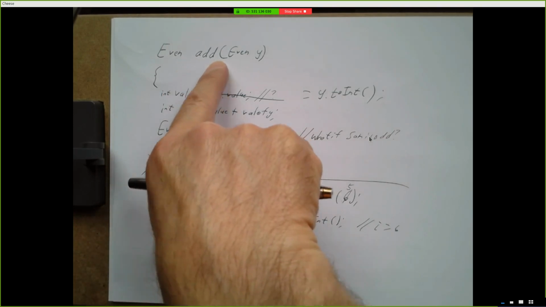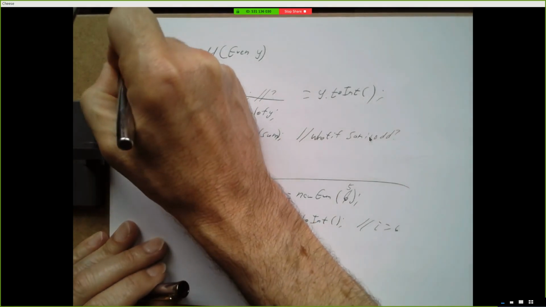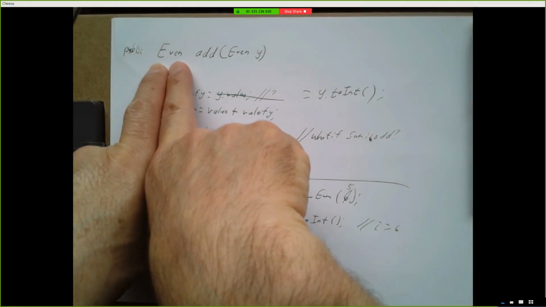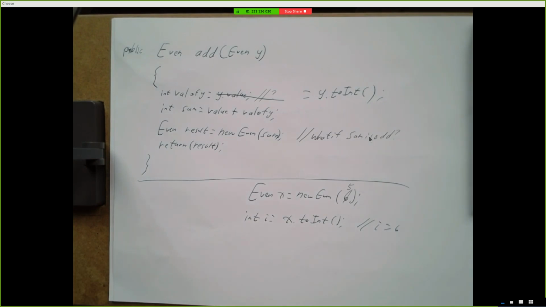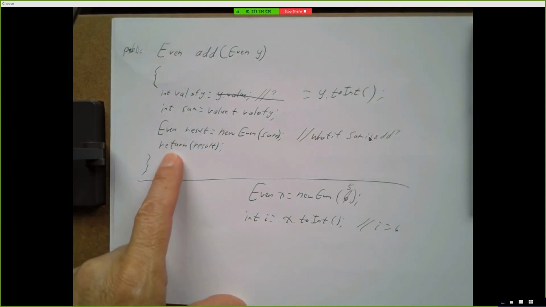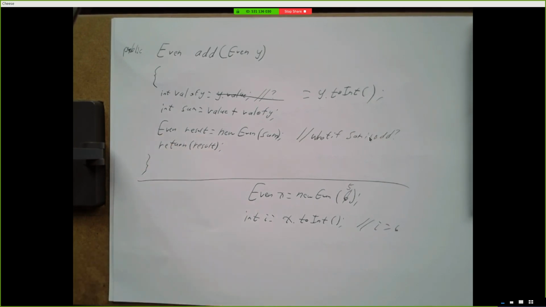And when you define your add method, which is public, instead of saying it returns an int or a float or something, I'm saying it returns an even. And it's just like returning any other type of variable. You put the type of the variable in front of the function name, and then you have a return statement that returns an object of that type. In this case, result is an object of type even. Okay, thank you.